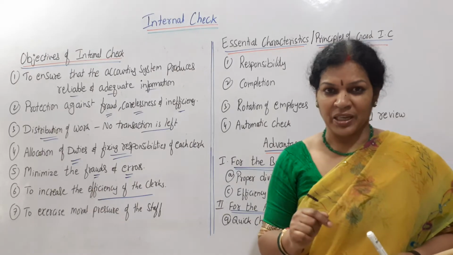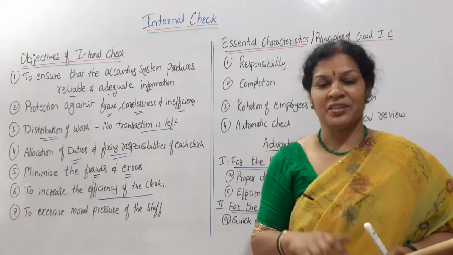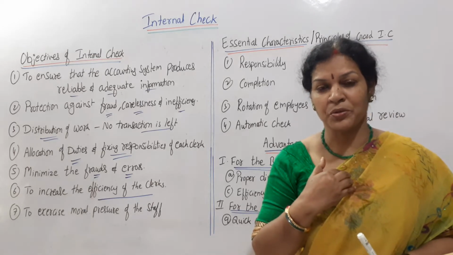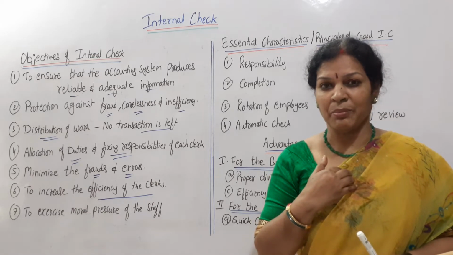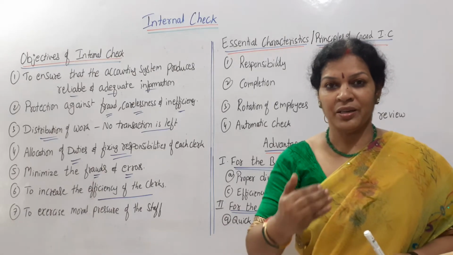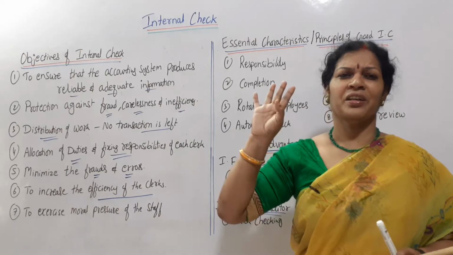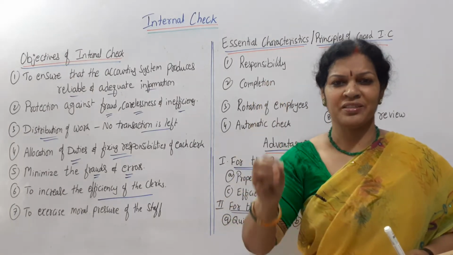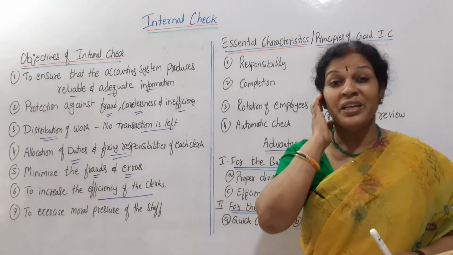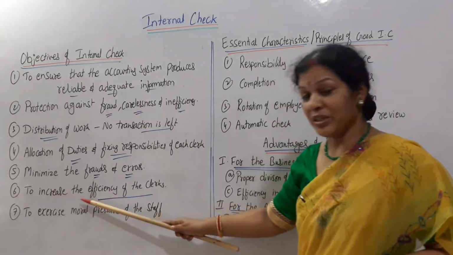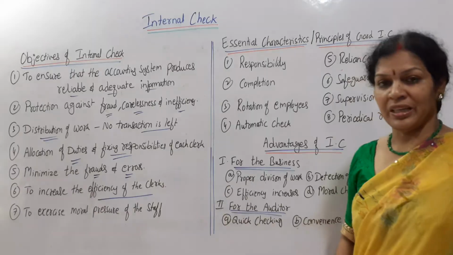And at the same time, I am checking somebody's transactions also. To check the transactions, I must be thorough first of all. I must have command over the accounts, then only I will be able to check. So in both ways, each and every clerk's efficiency will be increasing a lot. This is also one of the important mottos of the internal check system, to increase the efficiency of clerks.